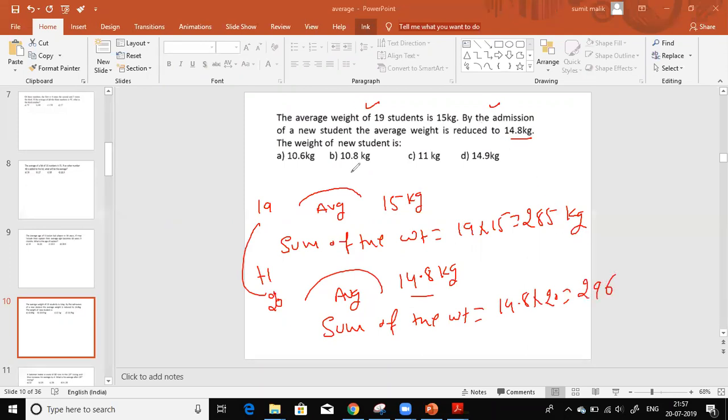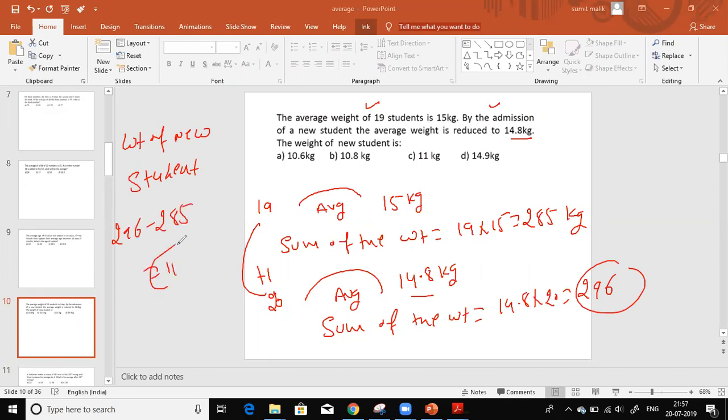So he's asking about the weight of the new student. So weight of new student is equal to 296 minus 285. That is equal to 11. That will be your answer.